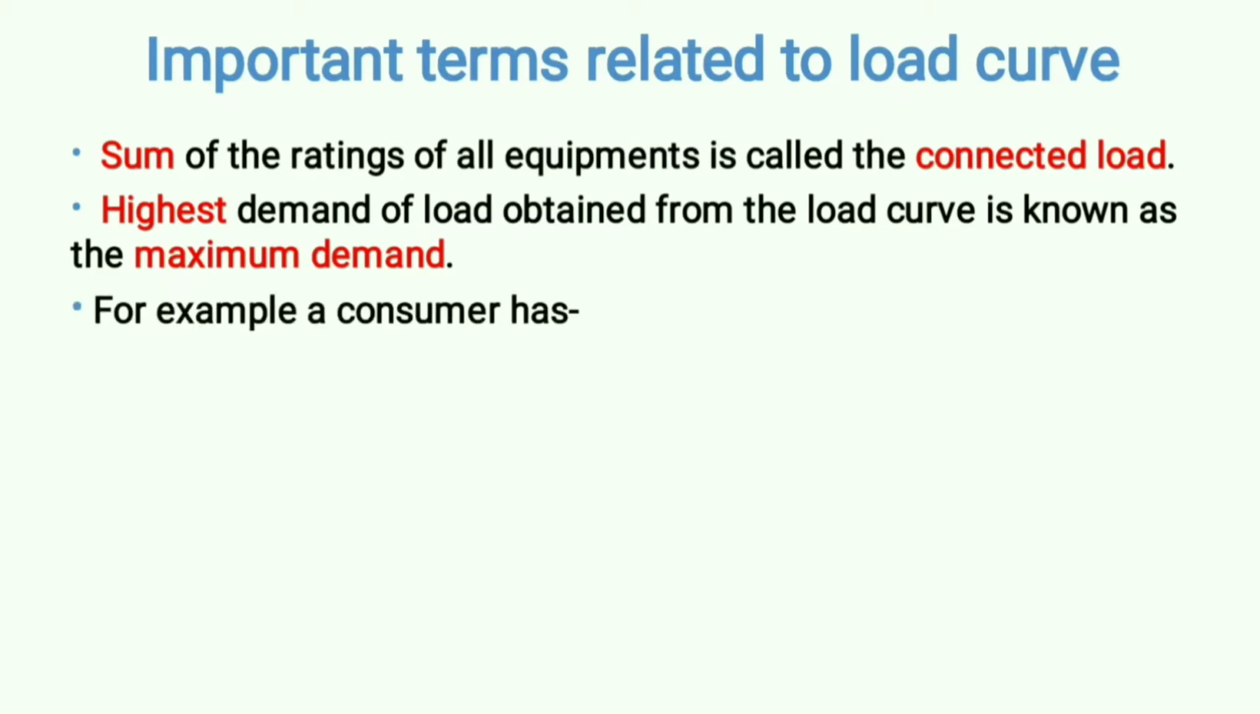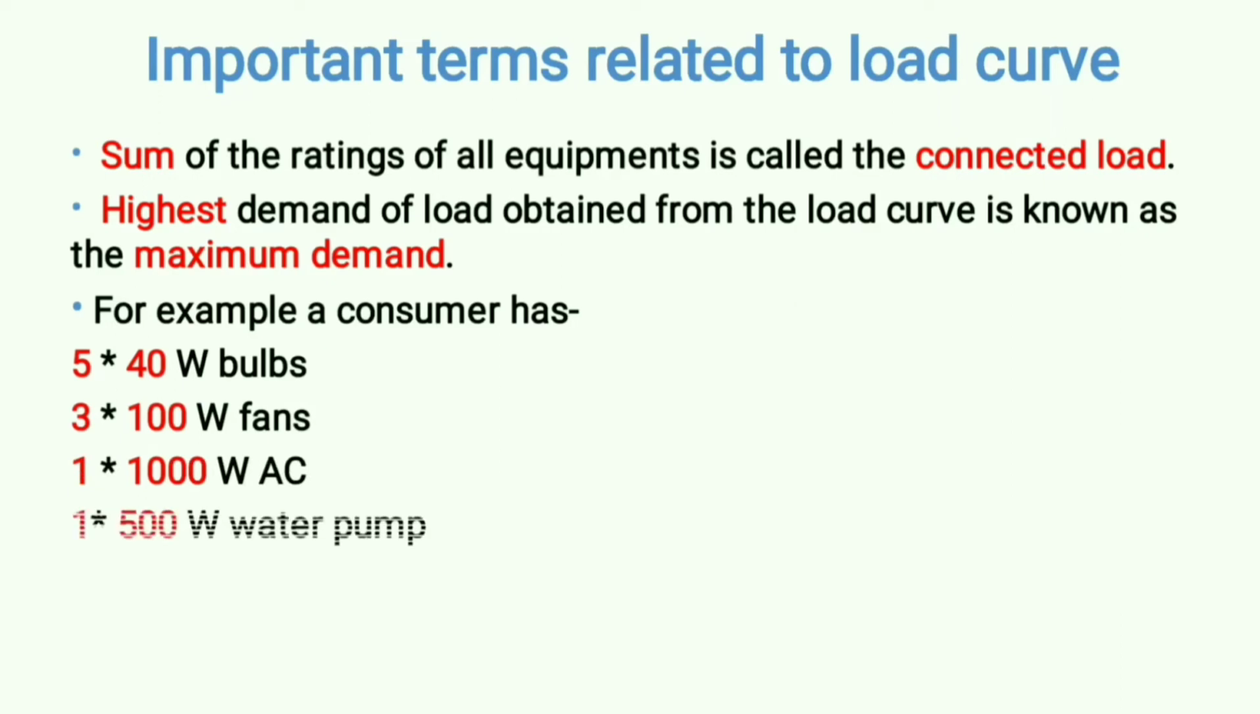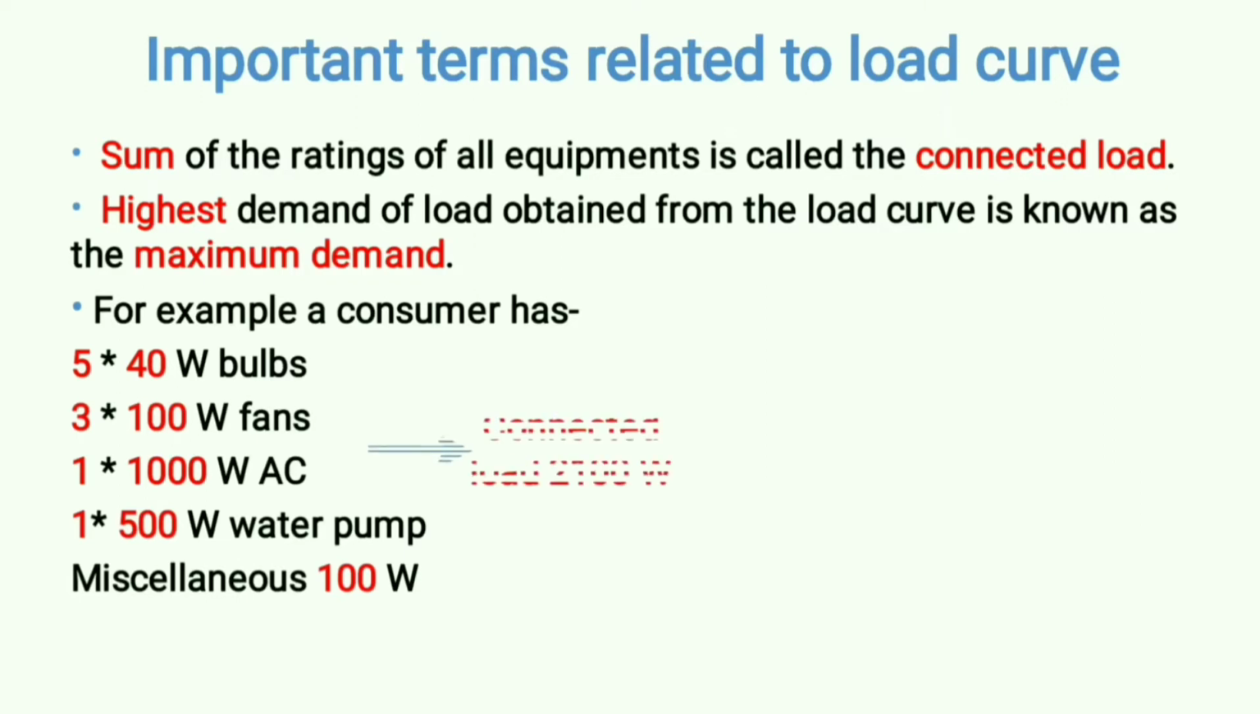Suppose a consumer has 5 40 watt bulbs, 300 watt fans, 1000 watt AC, one 500 watt water pump, and miscellaneous, for example 100 watt. If you add them up, you will get a connected load of 2100 watt. You just add them: 5 multiplied with 40 is 200. Similarly 300, 1000, 500 and 100, you will get 2100 in total. So that is called your connected load.